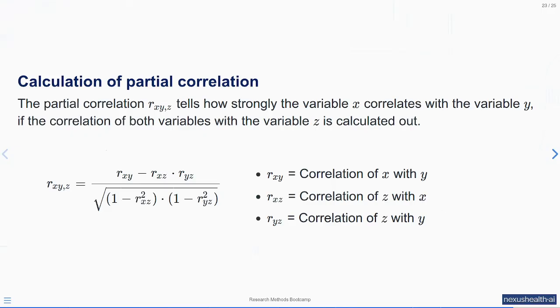The partial correlation tells us how strongly the variable x correlates with the variable y if the correlation of both variables with variable z is calculated out. So in other words, we are sort of controlling for the correlation of both variables with the third variable. The formula for calculating that is given by this. Again, not that we expect you to memorize this, but it's just to give us an idea how this is arrived at.